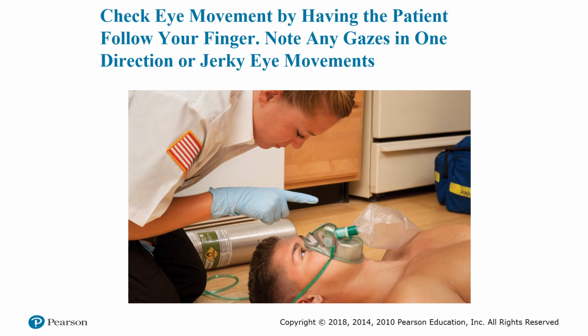Note any gazes in one direction or jerky eye movements. We talked about nystagmus. We talked about when the eyes jerk involuntarily to one side, and that can be caused by a lot of things. It can be caused by alcohol or drug use. It can be caused by disruptions in the inner ear. It can be caused by CNS problems like bleeding into the brain. So make note of those, and more importantly, keep track to see if they're getting worse or they're getting better.